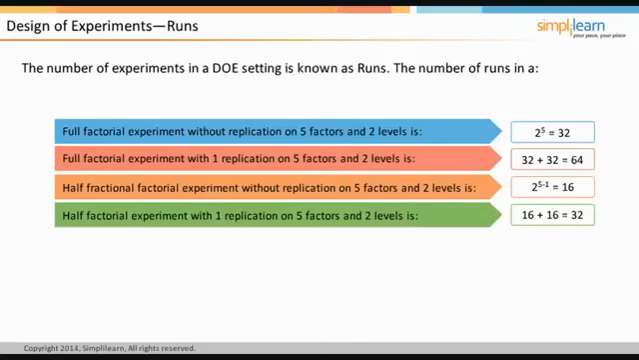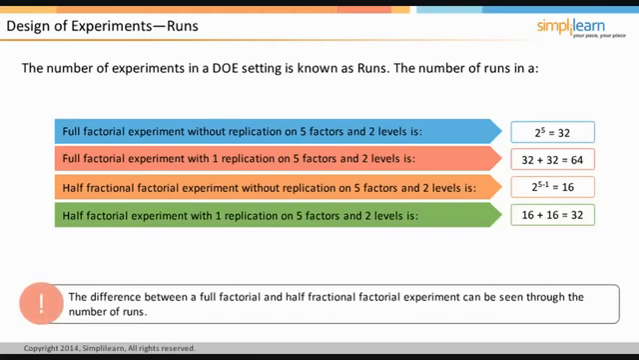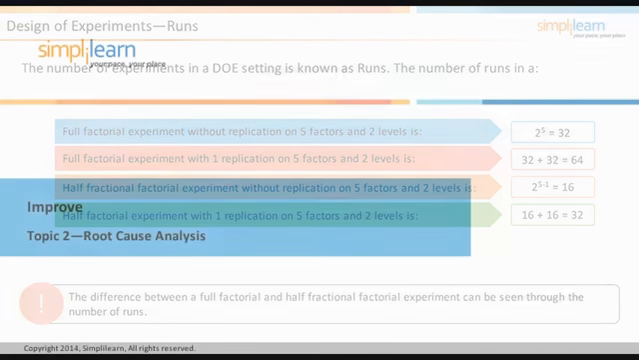The number of combinations can be determined using the formula L to the power of F, where L is the number of levels and F is the number of factors. Half fractional factorial is calculated using the formula L to the power F minus 1. At 3 levels, 5 factors, a full factorial experiment would amount to 243 trials, and half factorial experiments would require 81 trials. The difference between full factorial and half fractional factorial experiments can be seen from the number of runs. Let us proceed to the next topic of this lesson in the following screen.